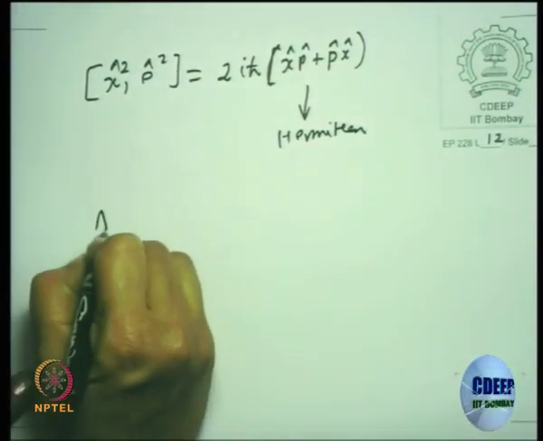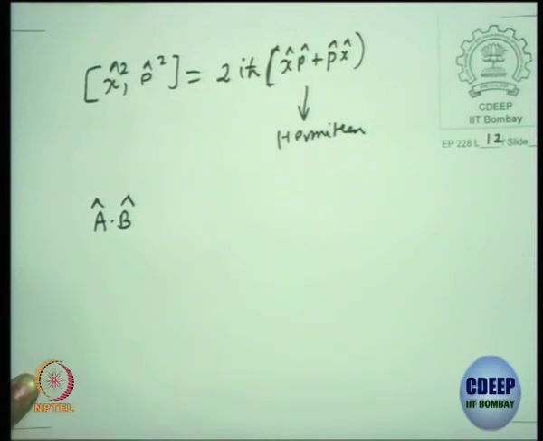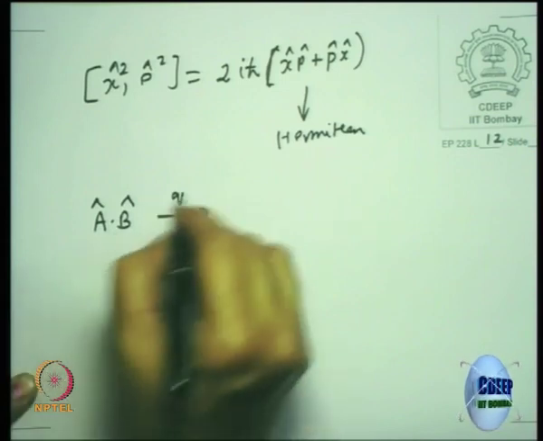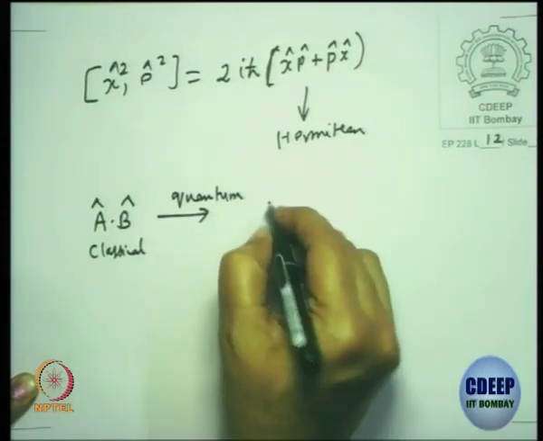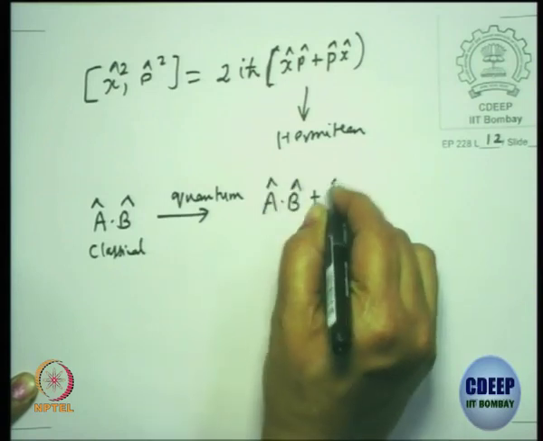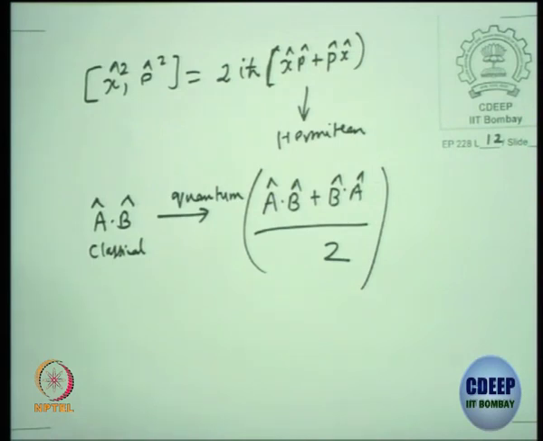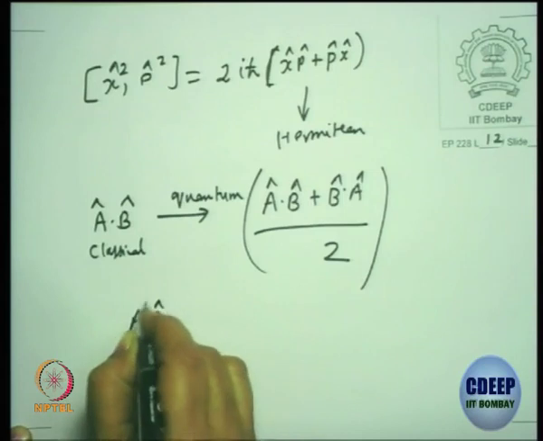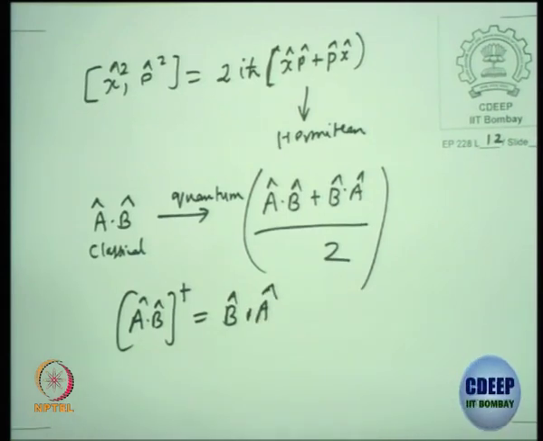So I'm just trying to say that if you have A dot B as operators, even in three dimension, it is not same as B dot A, which you are familiar with in your classical physics. When you go to quantum physics, this is classical. Quantum, you have to make it Hermitian, which means A dot B plus B dot A divided by 2. Is this Hermitian? If you just took A dot B, is it Hermitian? It's not Hermitian. Why? Because A dot B dagger is B dot A. A is Hermitian and B is Hermitian, but A dot B is not Hermitian. It goes to a new operator. Whereas this one, A dot B goes to B dot A and B dot A goes to A dot B. So that is Hermitian.